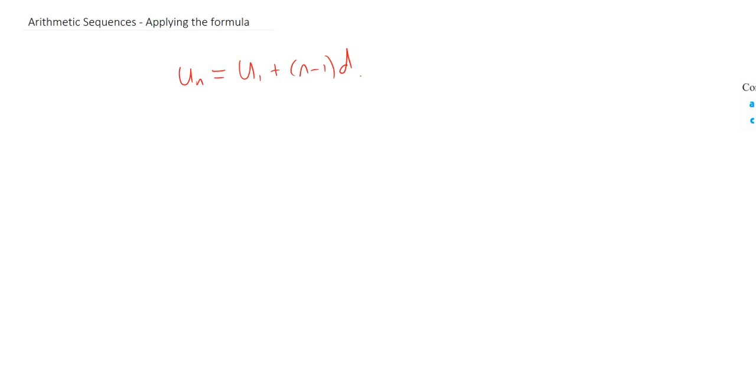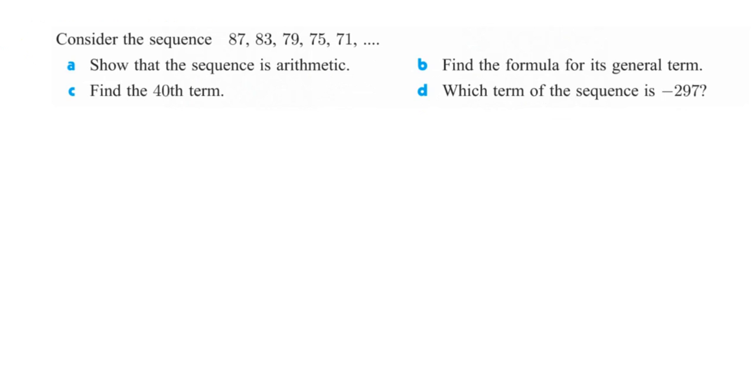Okay, so in this video, we're going to follow on from our introduction to arithmetic sequences and look at some more scenarios that you could be applying your formula to. And just to recap from the last video, the formula for the general term of an arithmetic sequence is un equal to u1 plus n minus 1 multiplied by d. Okay, so let's take a look at some examples.